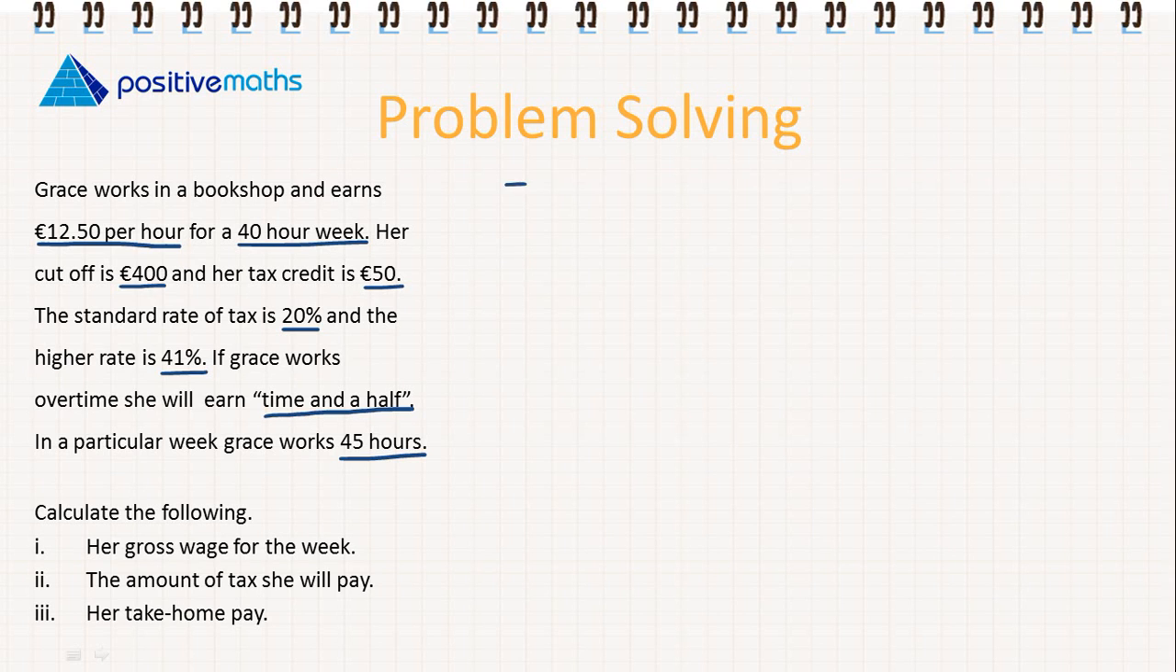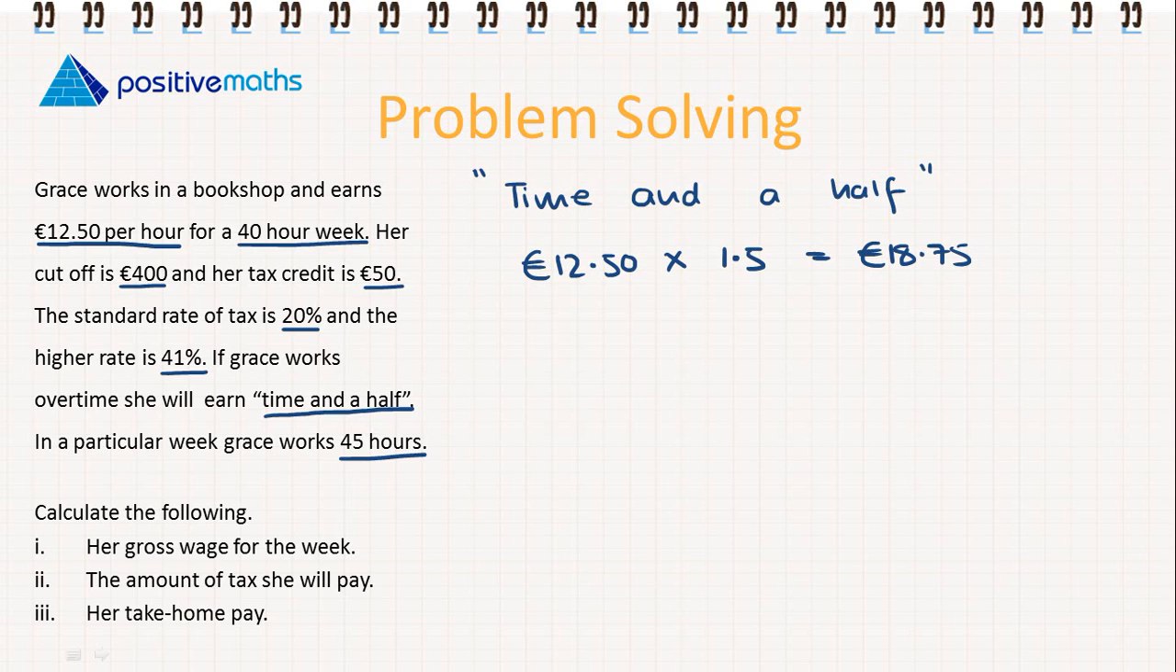Okay, so the first thing that we're going to discuss here is the time and a half. This is an extra half of her hourly rate added on. So to calculate what she gets for time and a half, we're going to multiply 12.5 by 1.5, and this is going to give us 18.75. So that's what she gets for her overtime hours.